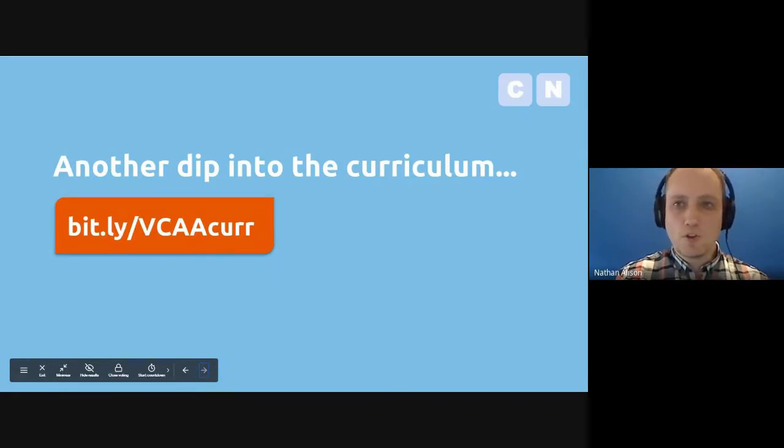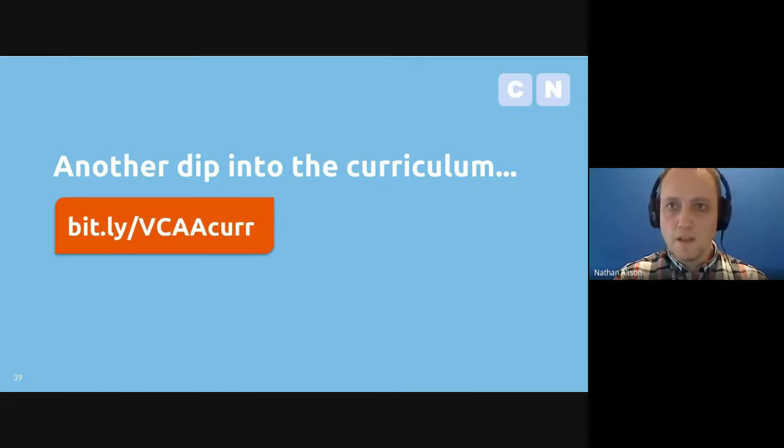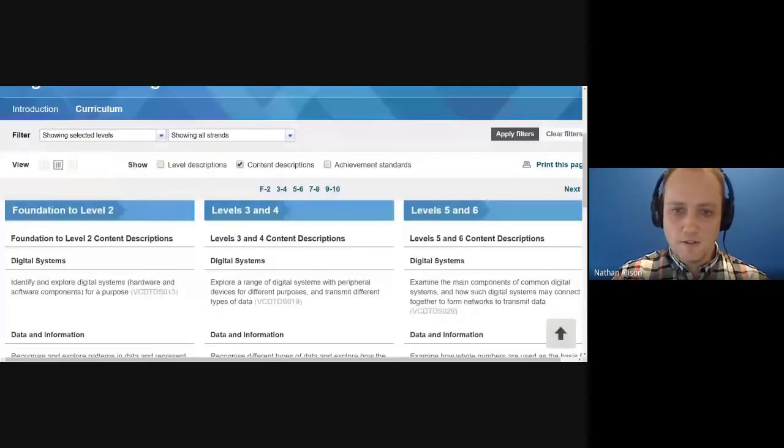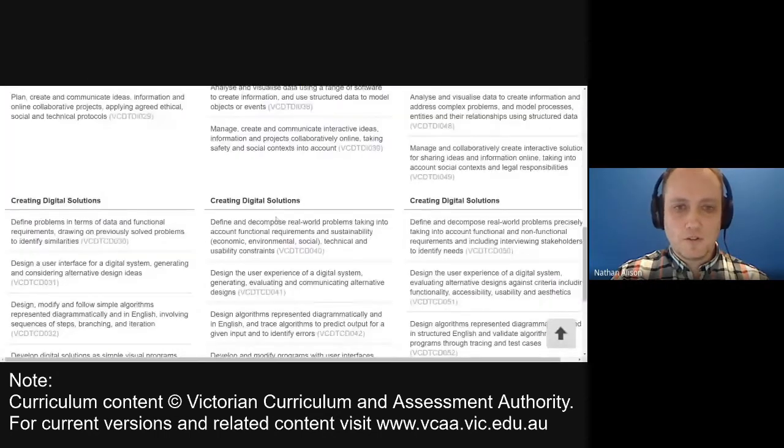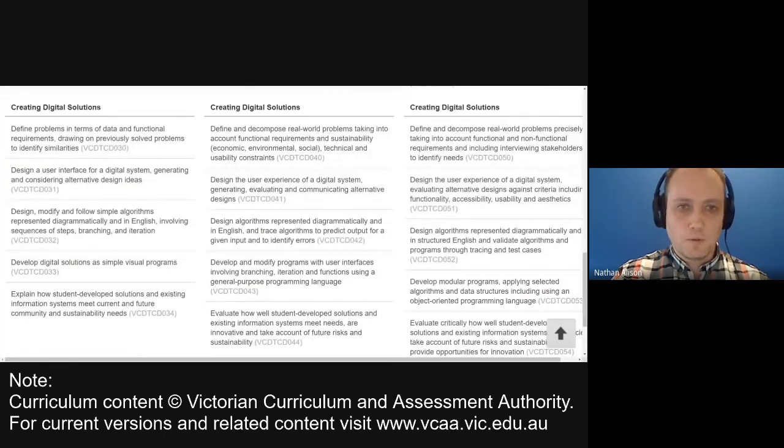I wanted to dip one more time into our Victorian F to 10 curriculum, just to show you how this is embedded in, and it's really there in a lot of detail. If we look again at this creating digital solutions strand with these content descriptors, I'm going to go across to the 7 and 8, because I'm a bit more familiar with that. We're starting to see those steps that we talked about actually from top to bottom here. At the top you'll see defining and decomposing the problem.